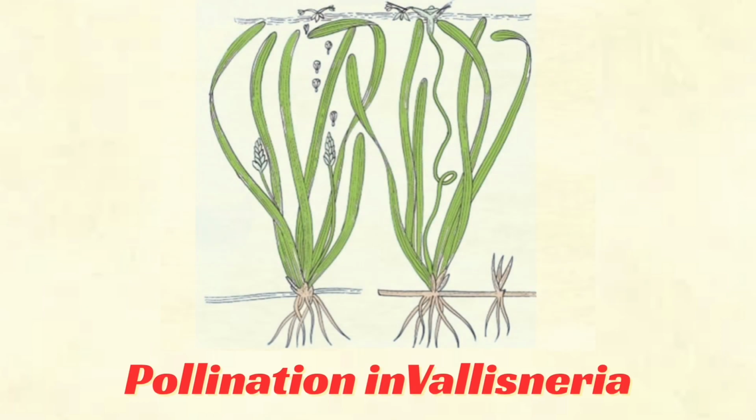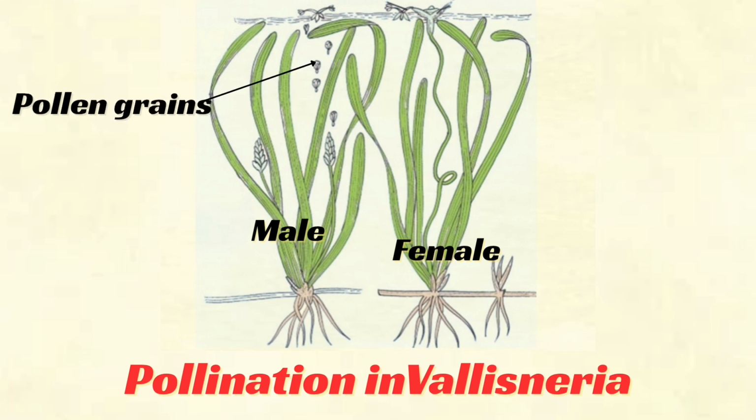In aquatic plants, generally we see the formation of separate male and female flowers. The male flower detaches from the plant, floating on the surface. The female flower remains attached to the plant. The male flowers are carried towards the female flower by water current, where they release pollen grains. For example, Vallisneria and Hydrilla are common examples.